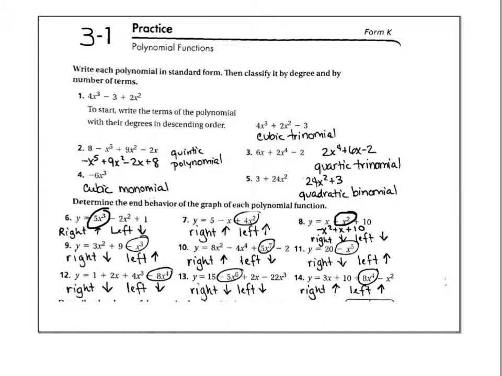Remember, if it's an odd exponent, your signs will be different. If it's an even exponent that's the highest, they'll both be the same. And if it's a positive coefficient, then that means our right side is up and the left side is down. If it's a negative coefficient with an odd number, remember negative people bring you right down and then the left is the opposite, so it goes up. Even exponents, if it's a positive, they both go up. And if it's a negative, then they both go down.